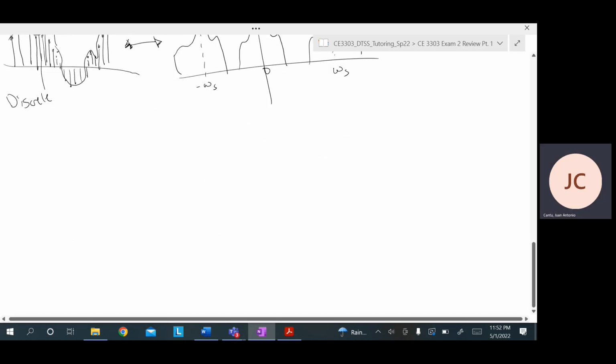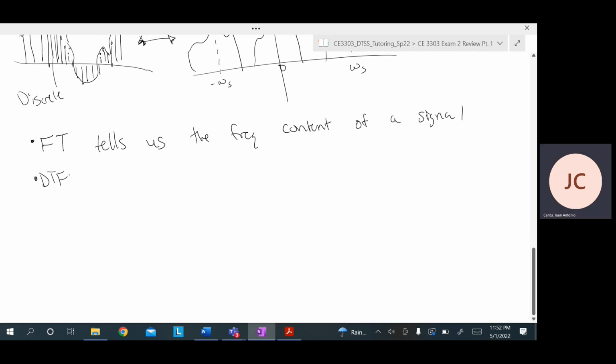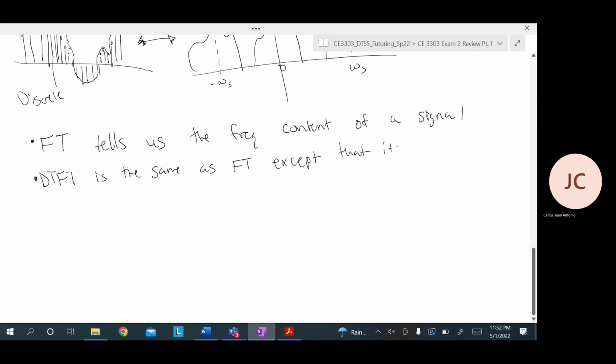Okay. So remember, the Fourier transform tells us the frequency content of the signal. The DTFT is the same as the Fourier transform, except that it periodically repeats.